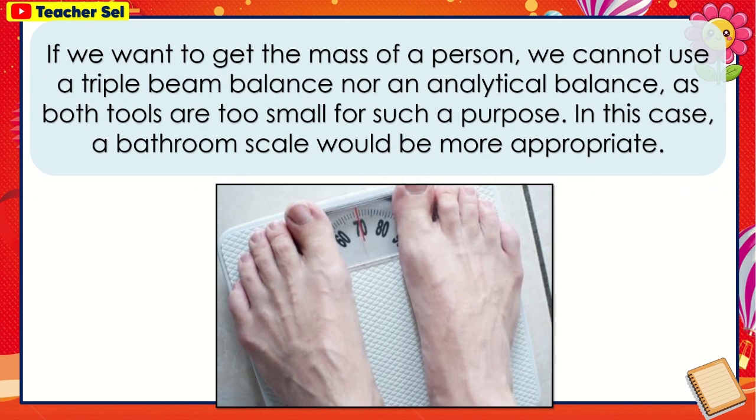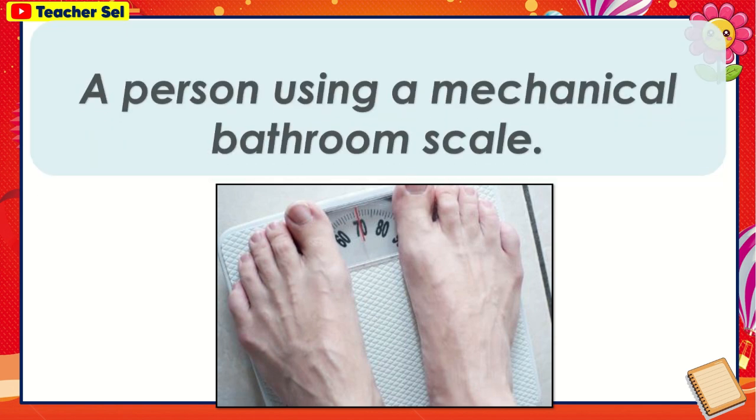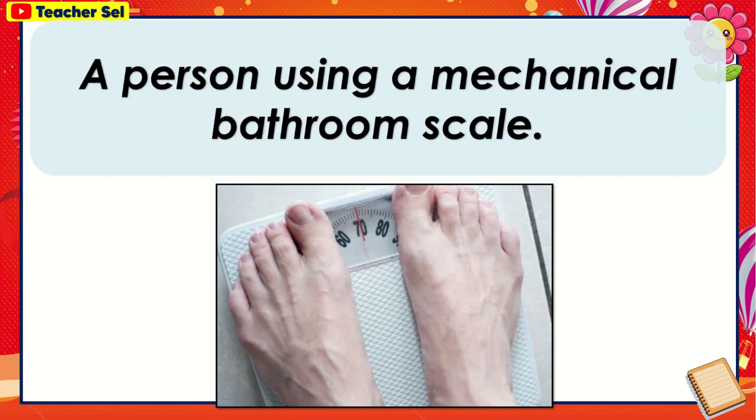If we want to get the mass of a person, we cannot use a triple beam balance, nor an analytical balance, as both tools are too small for such a purpose. In this case, a bathroom scale would be more appropriate. This is a person using a mechanical bathroom scale.